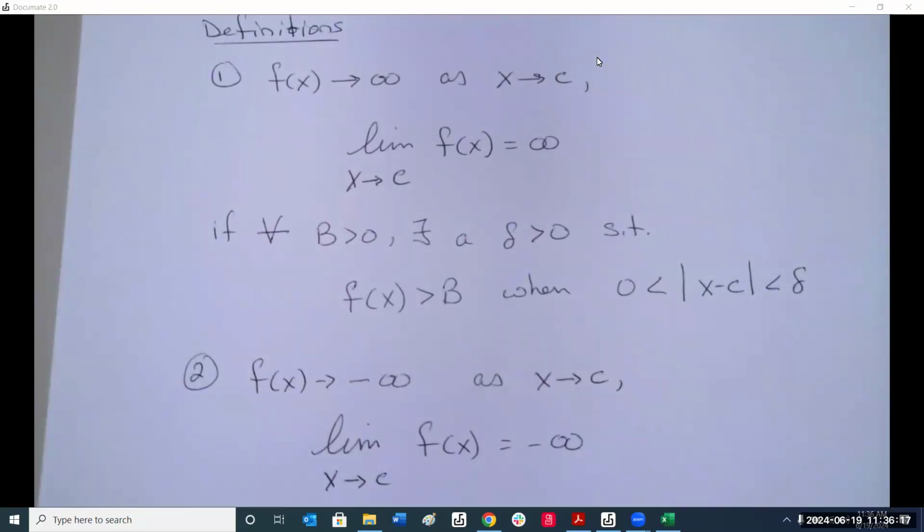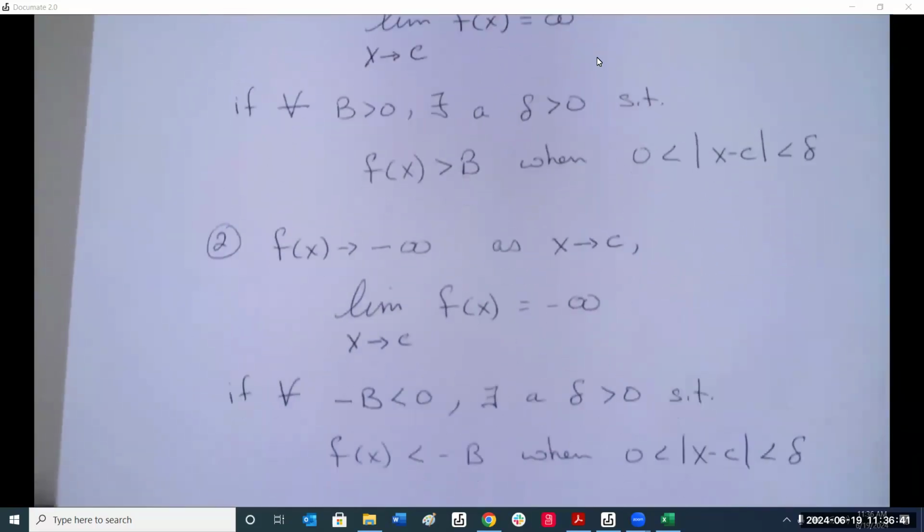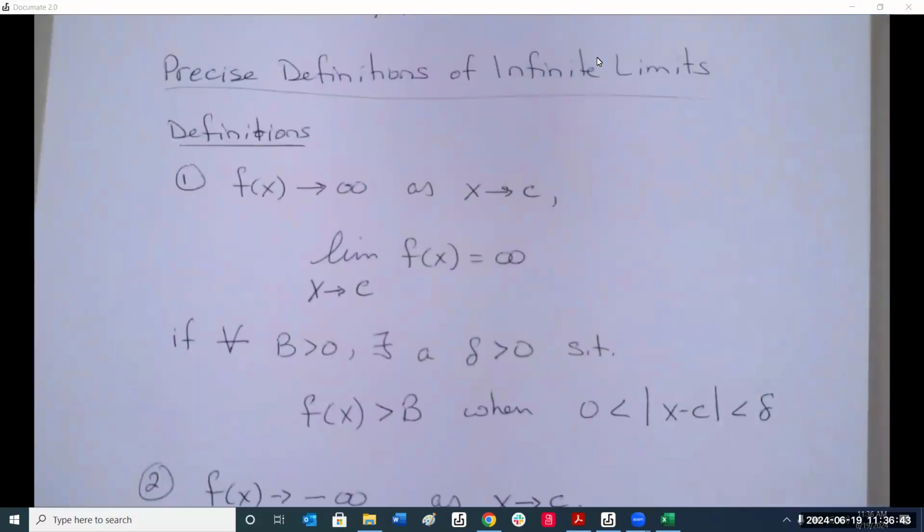Now in infinity, we're saying as x approaches some value, the function goes exponentially far away from that value. So it goes to infinity. So it goes arbitrarily far away from 0, as far away from 0 as you can get. That's what this is saying.